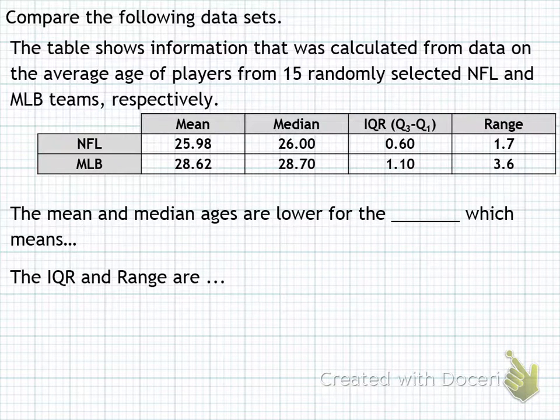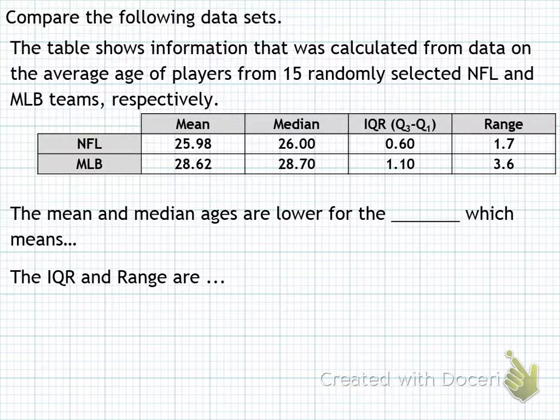Here's an example. So this shows they basically went out and did a survey, and they found the average age for 15 different NFL teams and 15 different MLB teams. Okay, so football and baseball here. So first they found the average on each of those teams, and then they looked at those 15 numbers and found this information. So the mean for the NFL was 25.98, and so on.